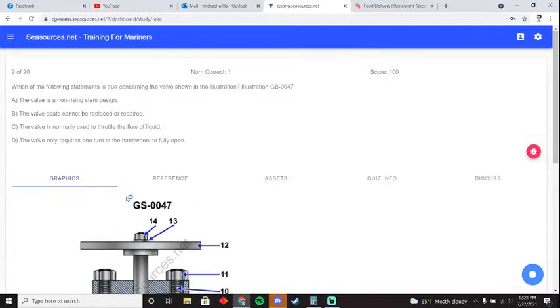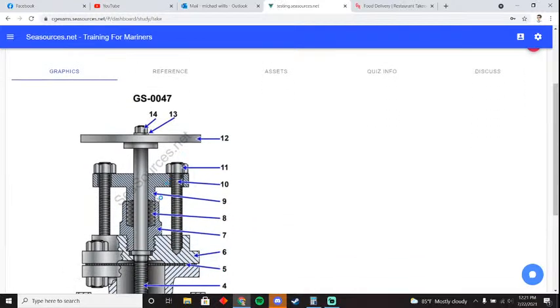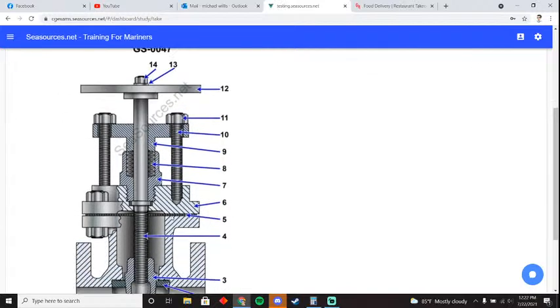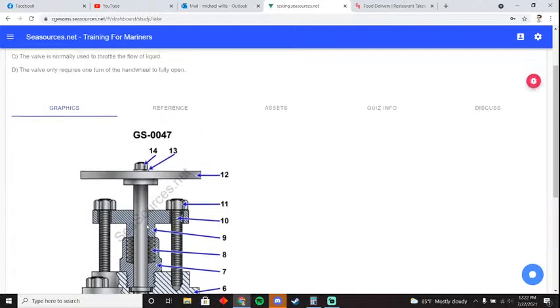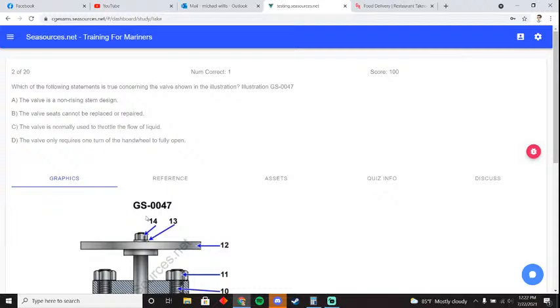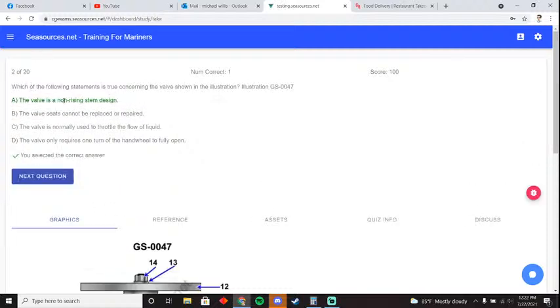So the question is asking, and I said normally the valve stem would go up, but the way this works is the valve stem just goes right there, digs into that and brings that up. So the answer to this question is the valve stem is a non-rising stem design.